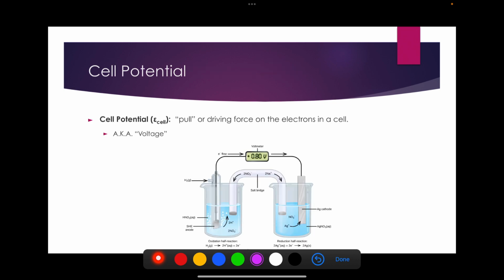Let's start by defining cell potential. Cell potential is the pull or driving force on the electrons in a cell. It's also known as the cell voltage, which I'll be using interchangeably with cell potential.